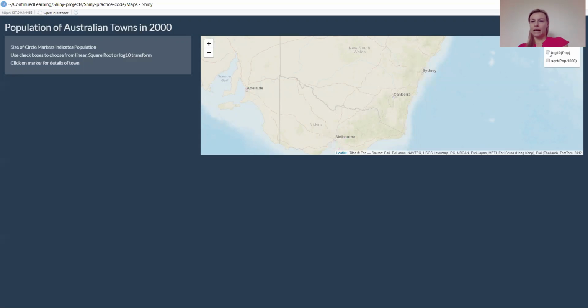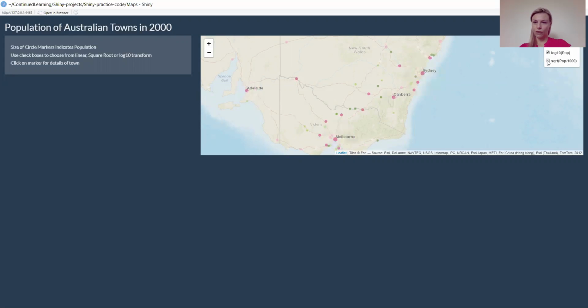So I can change that, and let's first look at the square root. I'll take the square root. I'm looking at this in a little bit easier light. I can still see massive difference. So it still represents to me that, say, Sydney is a lot bigger than Canberra, but a little bit easier to find these tiny towns.